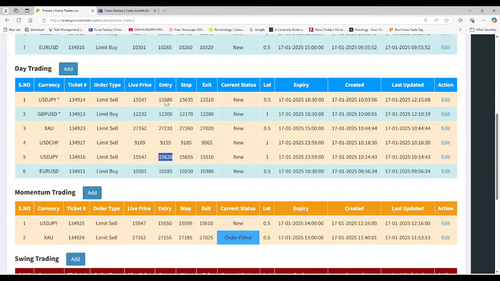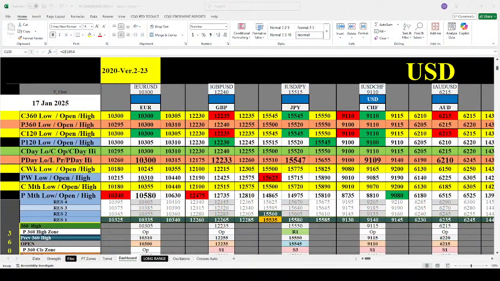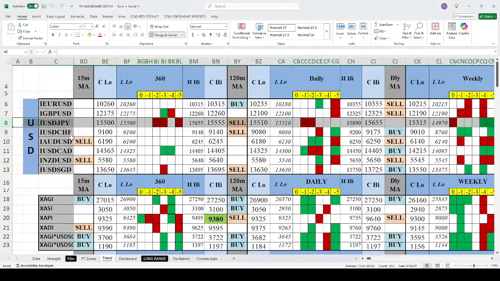One is 155.80, half lot, with a stop at 156.35, and we have another sell at 156.20 with a stop at 156.55, and this is a one lot trade. So this trade also is a viable trade. Let's move on to the next currency.